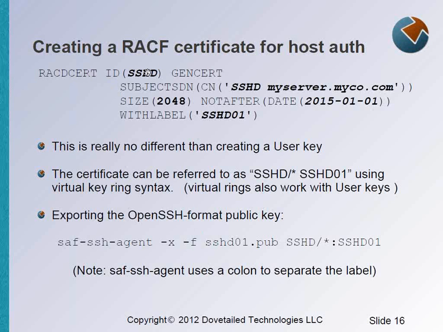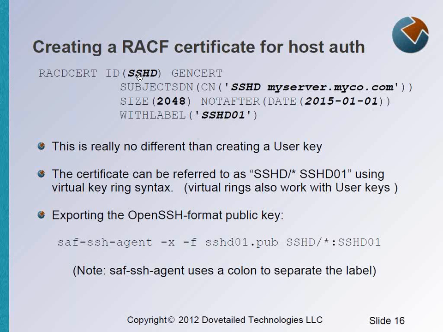You use RACDCERT and you create the certificate. You give it some distinguished name, and typically you might want to name it with SSHD and the domain name, maybe the LPAR, whatever. Somehow uniquely identify that SSHD, or whoever's using that key. Again, it's going to be an RSA key with this size. You give an expiration date and the label that I want to identify it as.